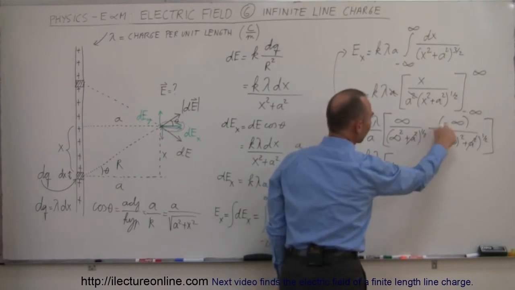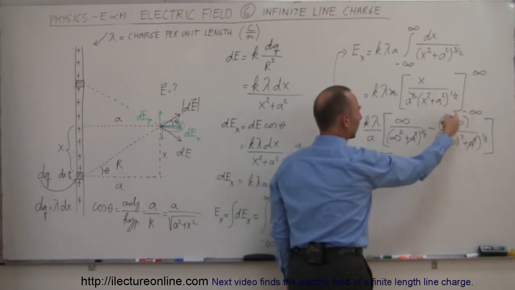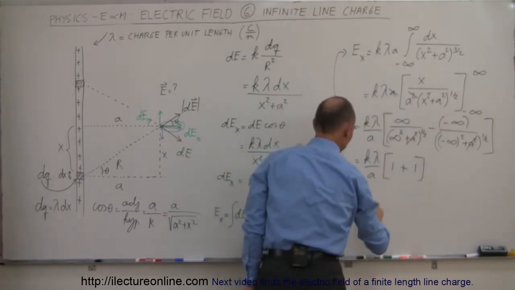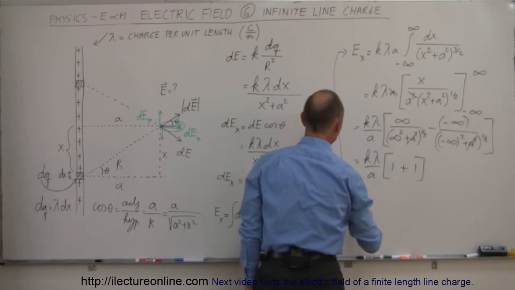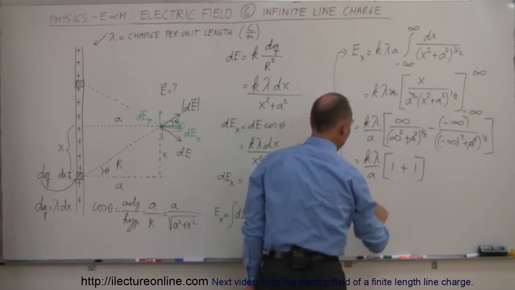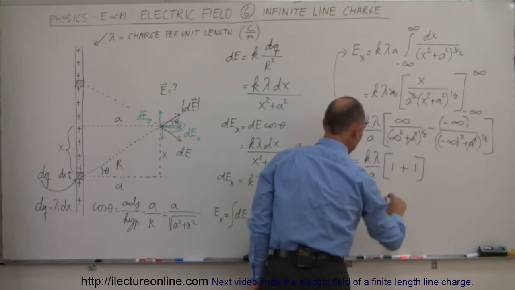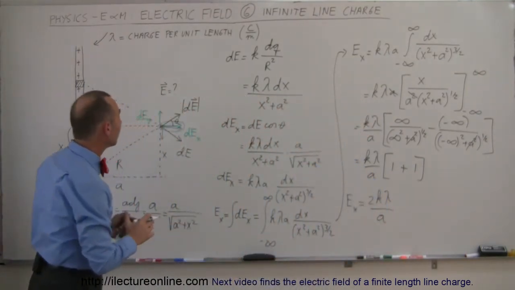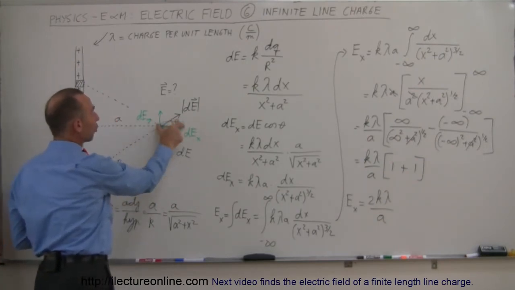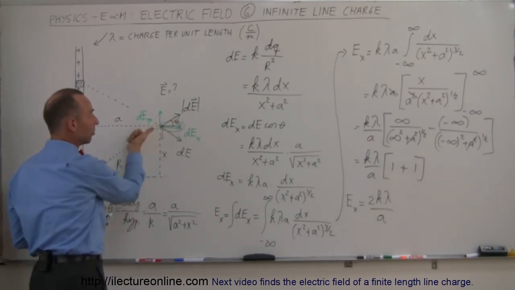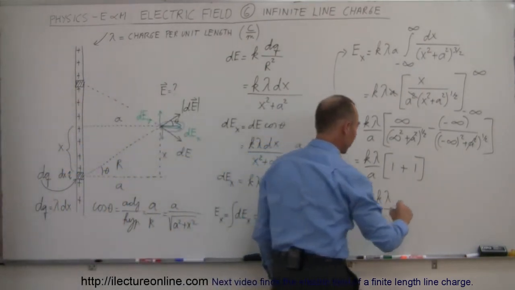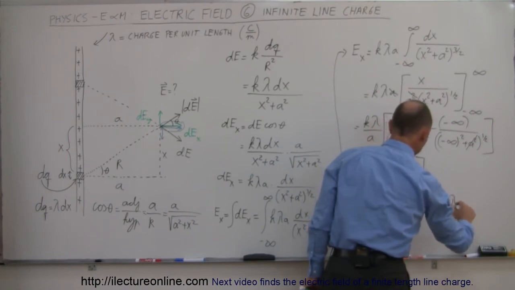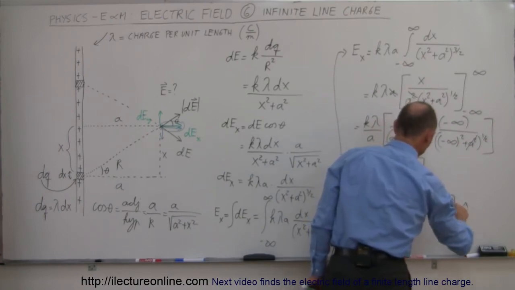Now the minus times this minus makes a plus, and here we get the exact same result as we had there, so we get plus 1. And so finally, the magnitude of the E field in the x direction is equal to 2k lambda divided by a. That would of course be the total electric field at this location. Since it's to the right, we can write it in vector form. We can say that E is therefore equal to 2k lambda divided by a in the positive x direction.